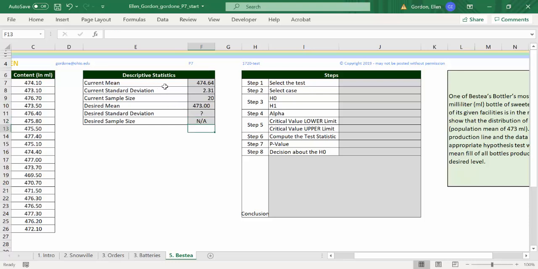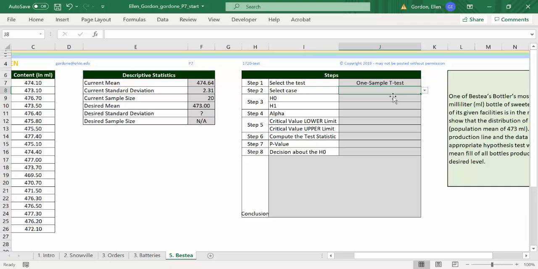So we are comparing two means. For one group, we have sample data, and we're comparing it to a population mean, and we do not know the population standard deviation, so that would be a one-sample t-test.